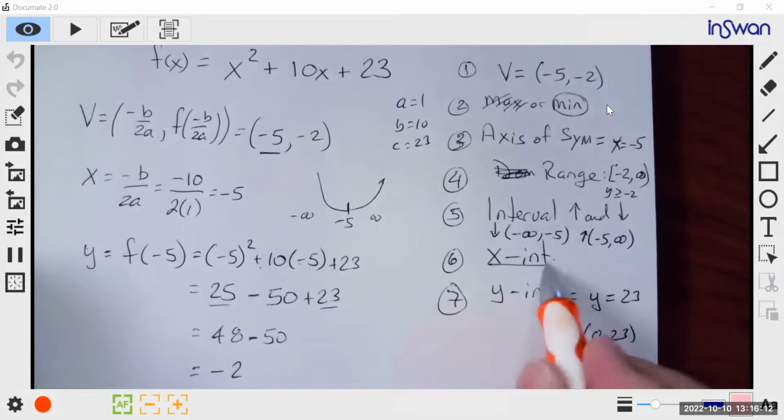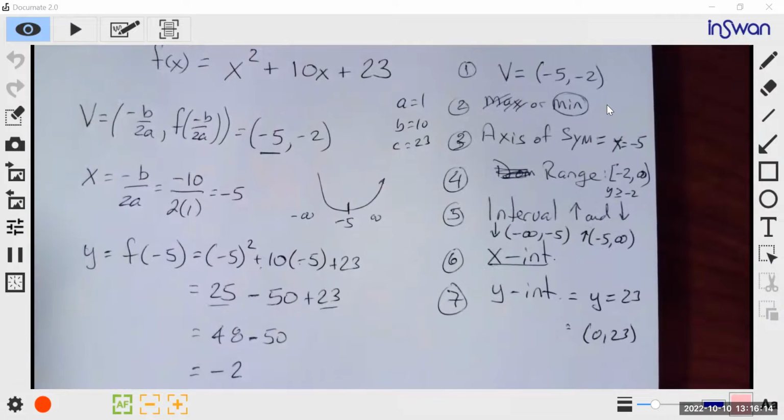The only thing left we have to do is the x-intercept. How would you find the x-intercept? We have 3 methods we can use to solve it. Which way always works?